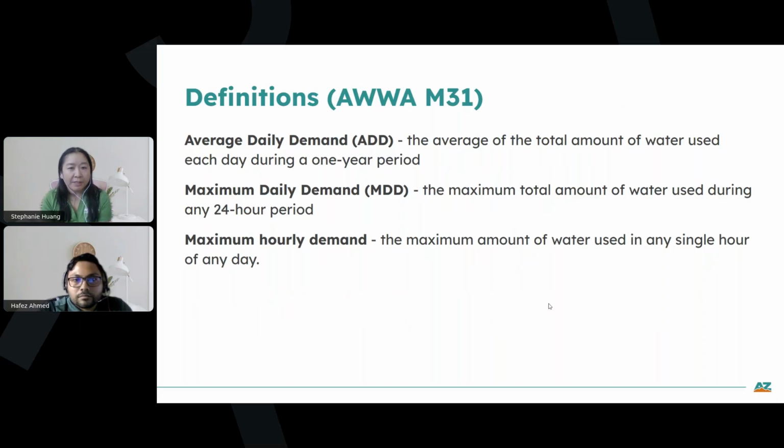Definitions from this AWWA manual: average daily demand, or ADD, the average of the total amount of water used each day during a 1-year period. Maximum daily demand, MDD, the maximum total amount of water used during any 24-hour period. Maximum hourly demand, the maximum amount of water used in any single hour of any day.